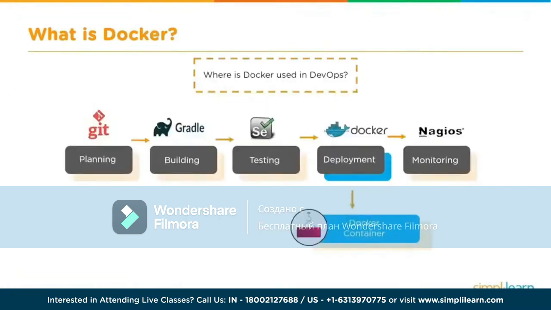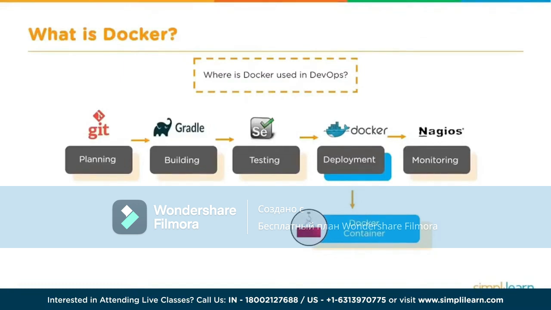If we were to look at our DevOps lifecycle, the place where Docker really shines is in deployment, because when you're actually at the point of deploying your solution, you want to be able to guarantee that the code that has been tested will actually work in the production environment.